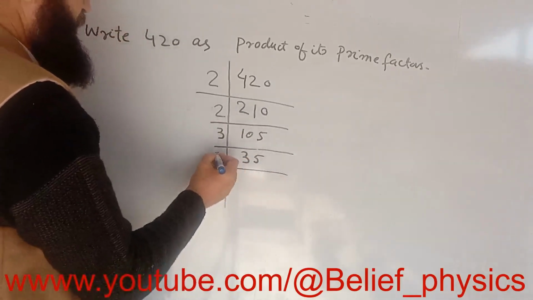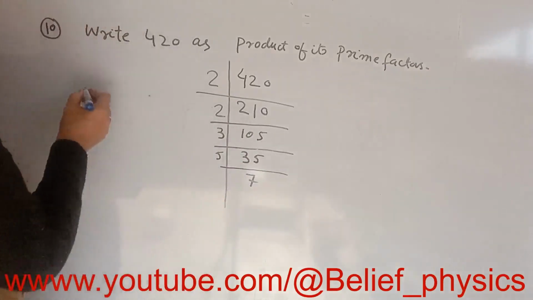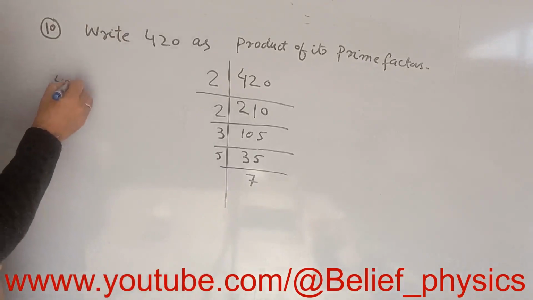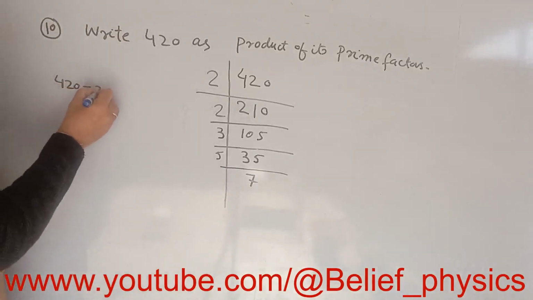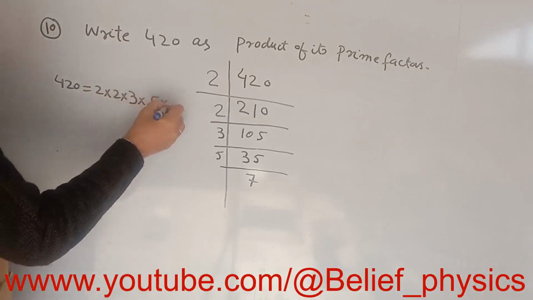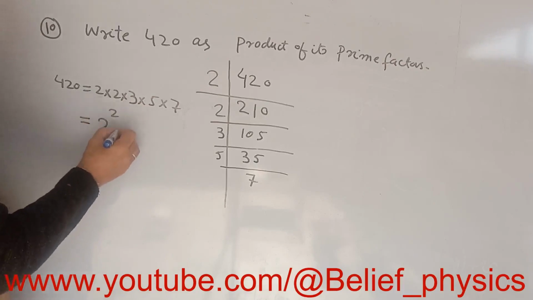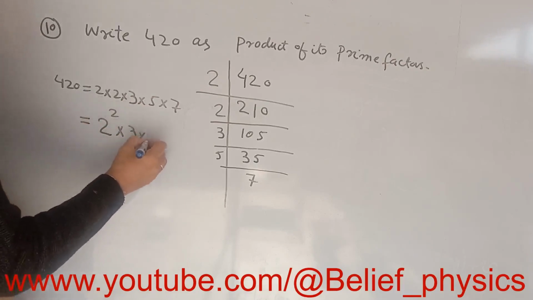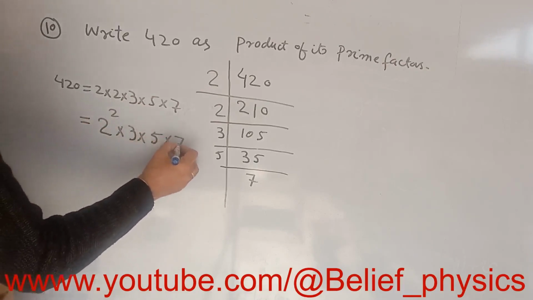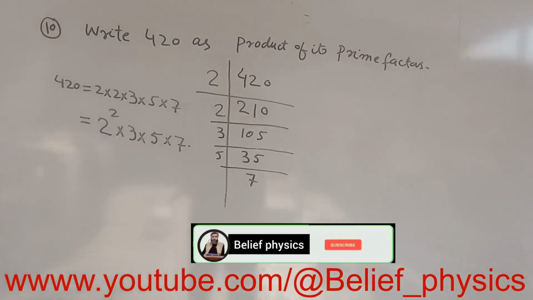35 has only 2 factors, 5 and 7. So 420 can be written as 2 times 2 times 3 times 5 times 7, or you can write it as 2 square times 3 times 5 times 7. 2, 3, 5, 7 all are prime numbers. So we have written 420 as a product of its prime factors.